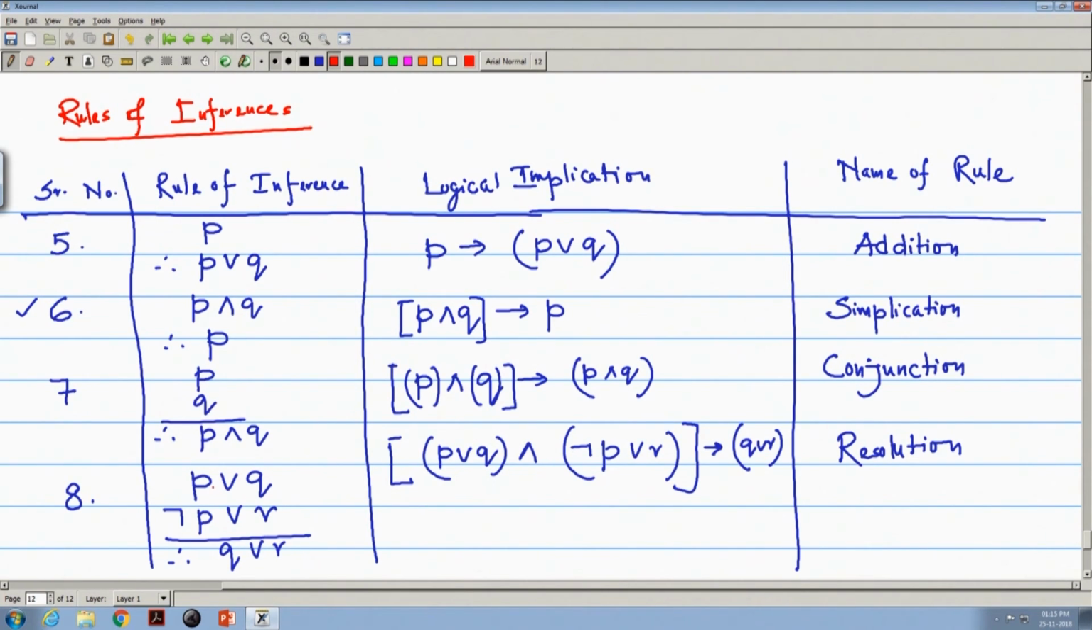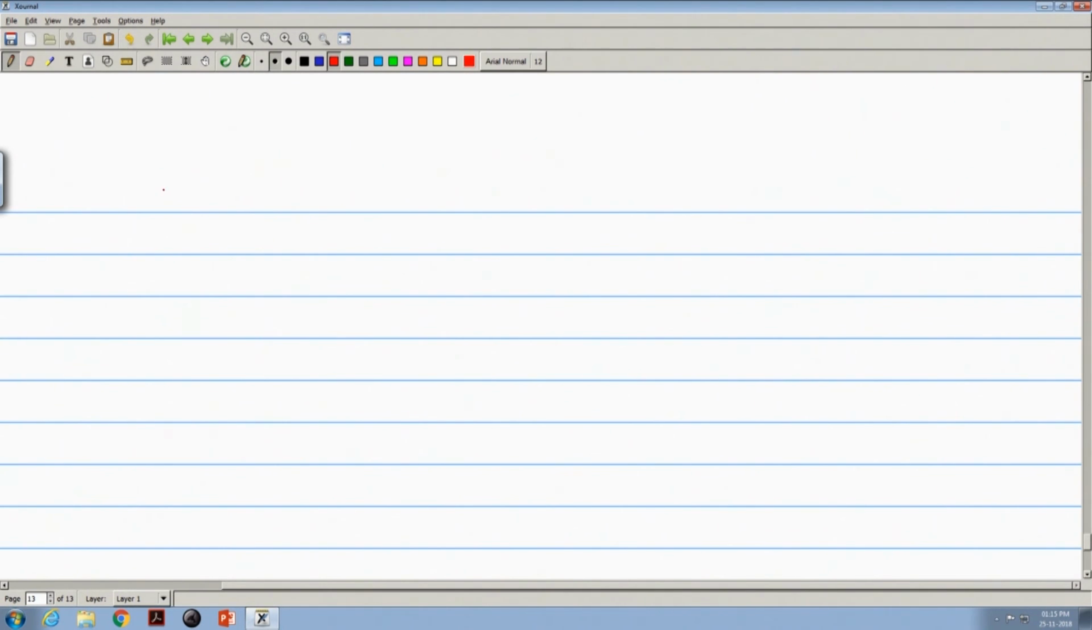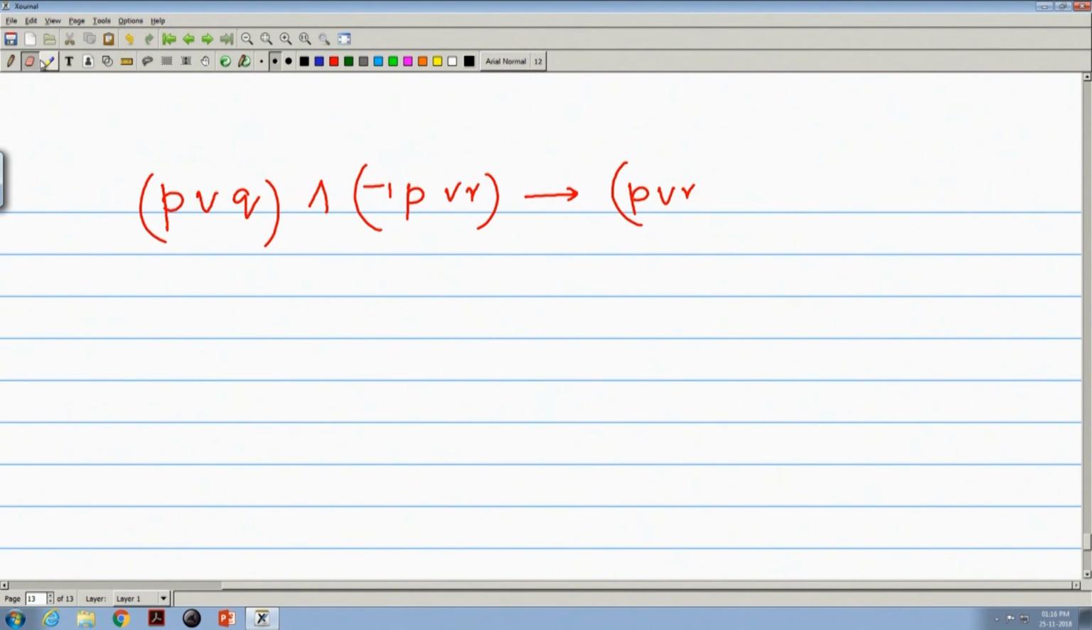Say if we apply P or Q and negation P or R, and it simplifies to Q or R, then I have to mention that we are applying the resolution.